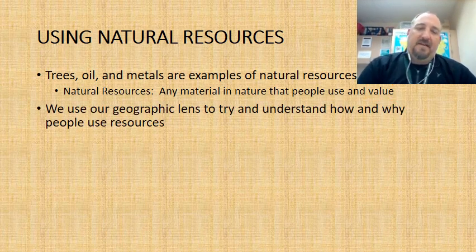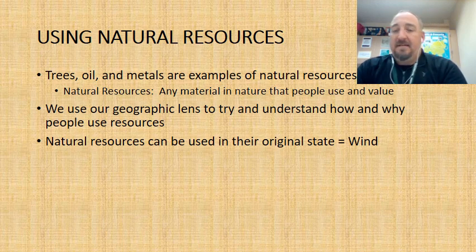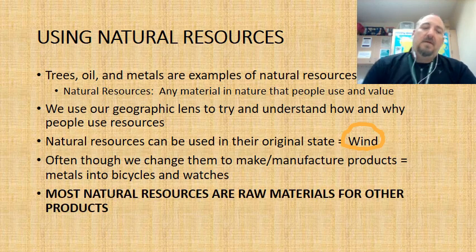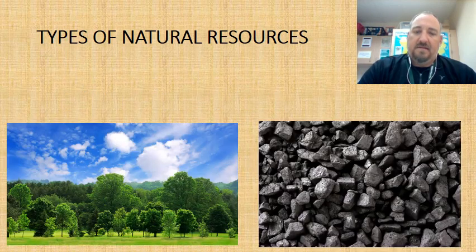We use our geographic lens to try and understand how and why people use these resources. They can be found in their original state. Example, that would be wind. Often though, we change them to make or manufacture products. We think about metal into bicycles, watches. We just talked about the resources that go into making the phone. Most natural resources are raw materials for other products. Understand that we don't use a lot of them in their natural state. We take the resource and we turn it into something else.